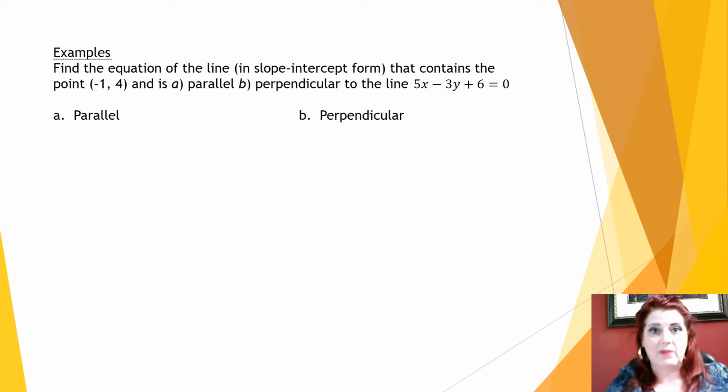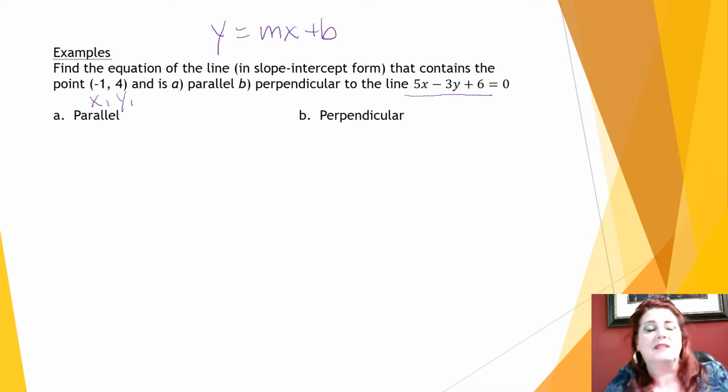So let's take a look at a couple examples. We're going to use some of the same information, but then we're going to write a line parallel and a line perpendicular. So we're going to find the equation of the line, and we're going to put it in slope-intercept form, which is y equals mx plus b. And it's going to contain the point -1, 4. So that's going to be our x1, y1. And we want parallel, so that's going to be the same slope, and perpendicular, which is going to be the opposite reciprocal slope, to this line, 5x minus 3y plus 6 equals 0.